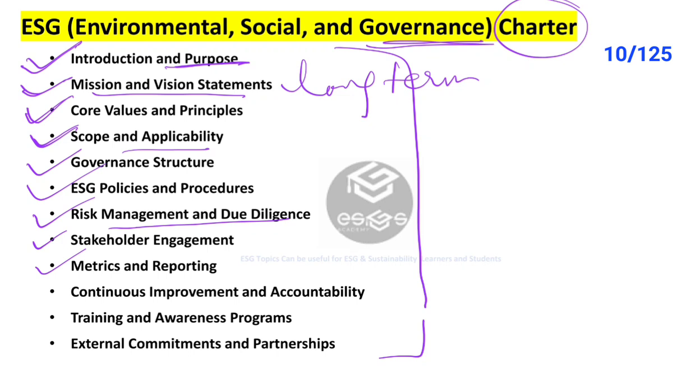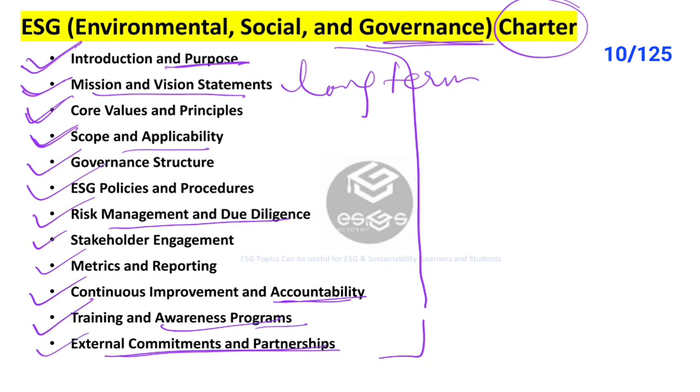Continuous improvement and accountability section. This commits to continuous improvement in ESG performance through regular monitoring, evaluation and feedback mechanisms, and holds management and employees accountable for what? For achieving ESG objectives and targets. Next is training and awareness programs. Again, like we say, providing training and awareness programs to educate employees about ESG issues, building the capacities for sustainable practices and fostering a culture of corporate responsibility and responsible business conduct.